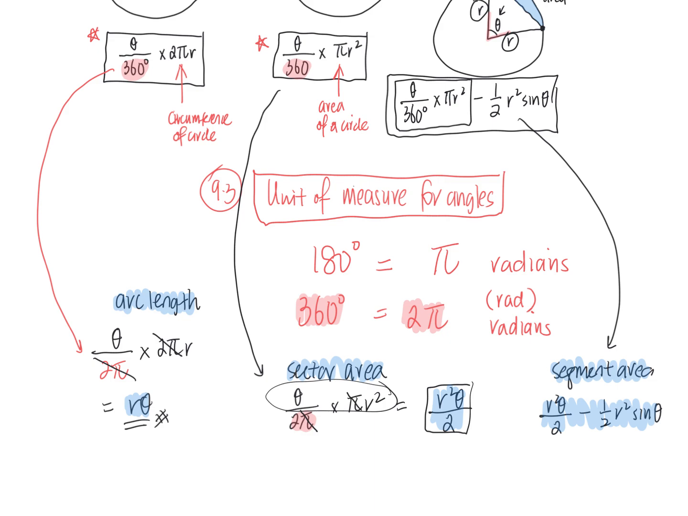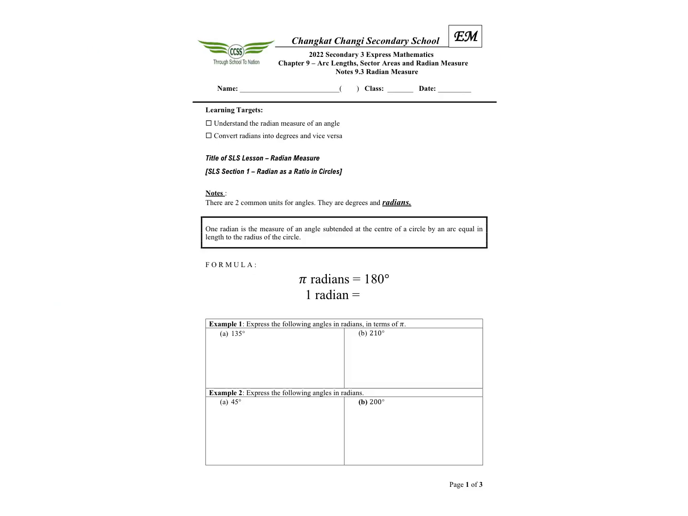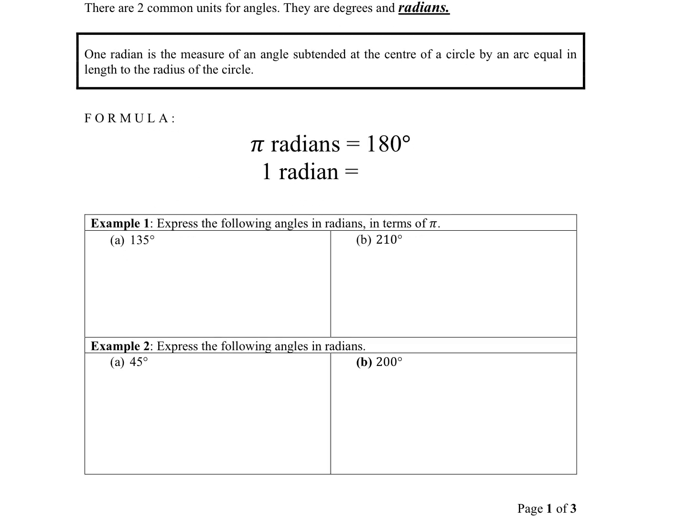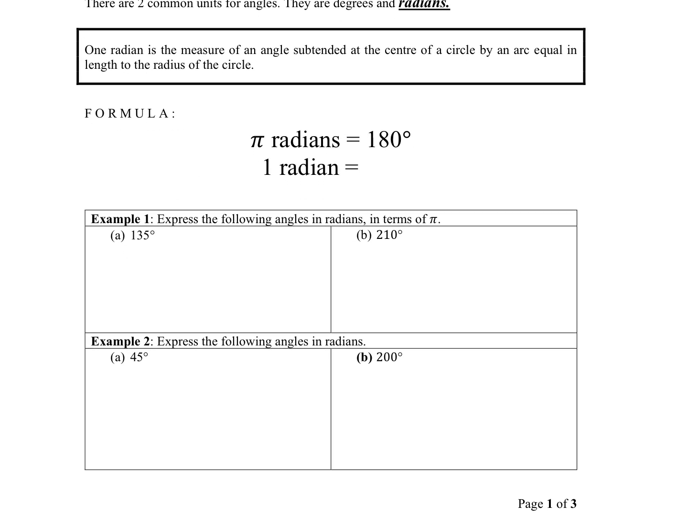Okay, the 3 formulas. Now let's look at the actual notes. The new unit that we talk about is this one. Pi radians is 180 degrees. Then how to find 1 radian? What do you think I need to do on both sides? Divide by pi. So if I divide by pi, every 1 radian is 180 over pi.